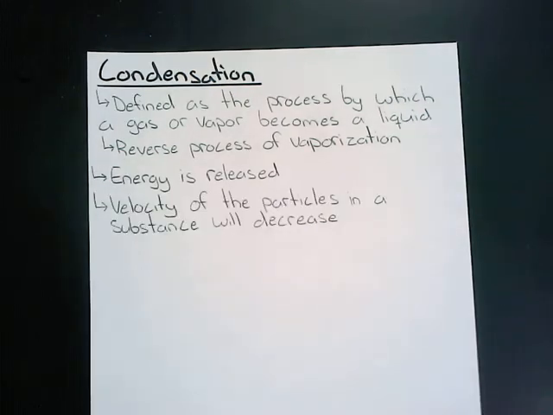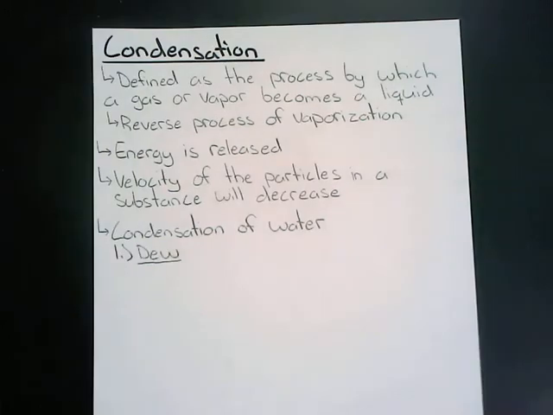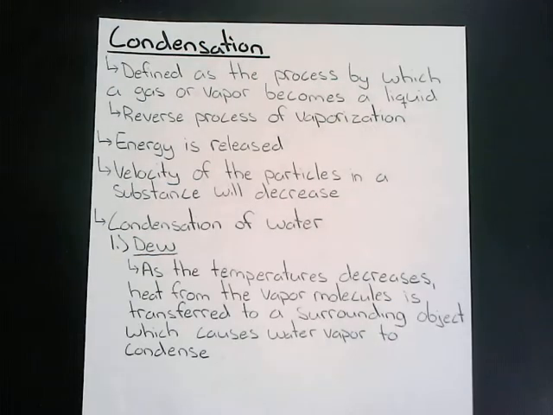Now, let's consider the condensation of water and take a few examples into account. The first example is dew. Specifically, what happens when we get dew on the grass is that as the temperatures decrease, heat from the vapor molecules is transferred to a surrounding object and the water vapor begins to condense. Now, as the water vapor condenses, it forms droplets on surrounding objects like windows or grass.